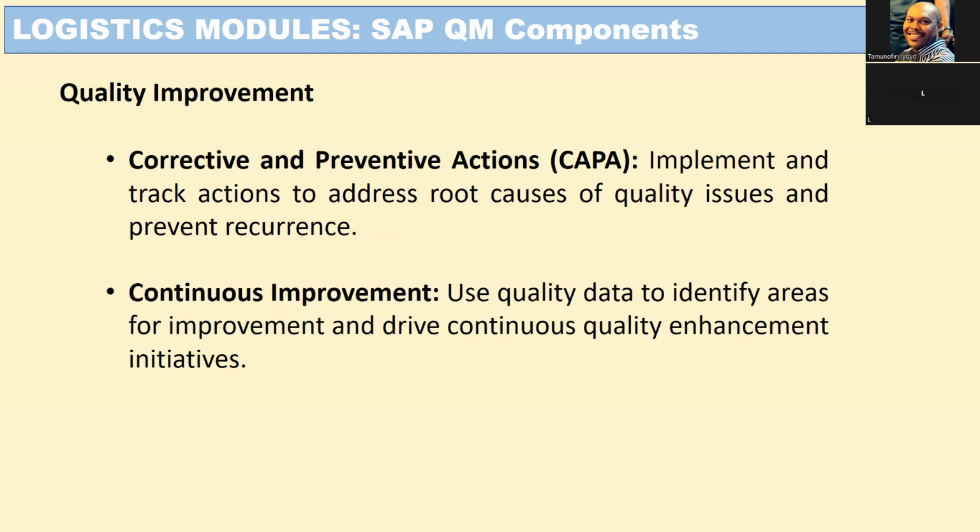Of course, quality improvement, where we have the corrective and preventive actions, where we implement and track actions to address root causes of quality issues and prevent recurrence.